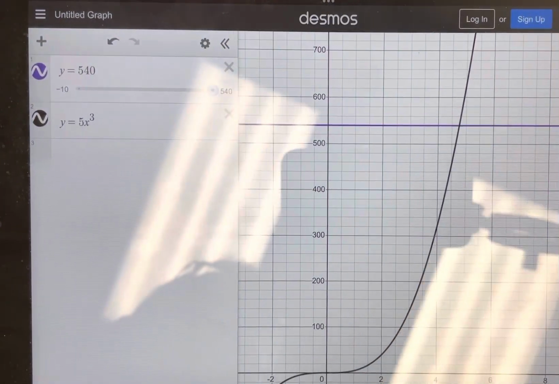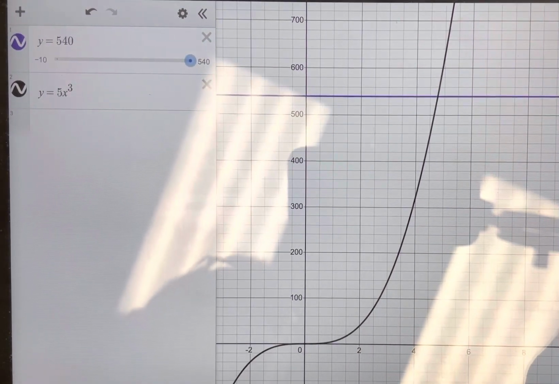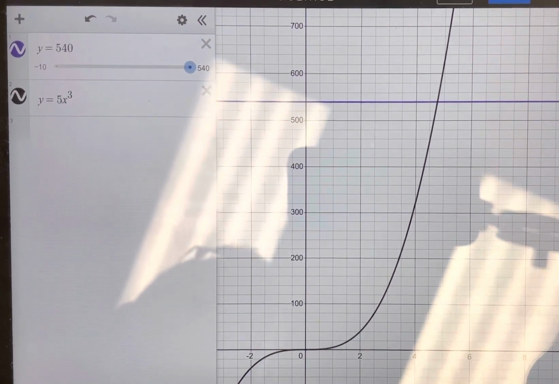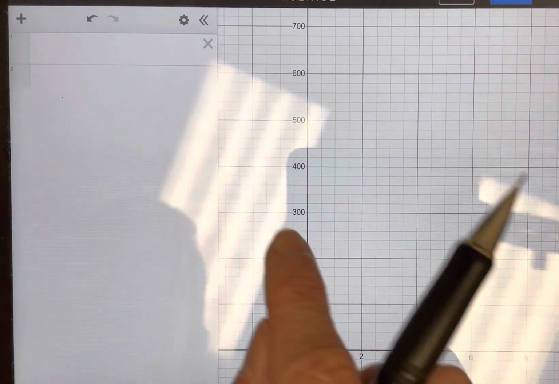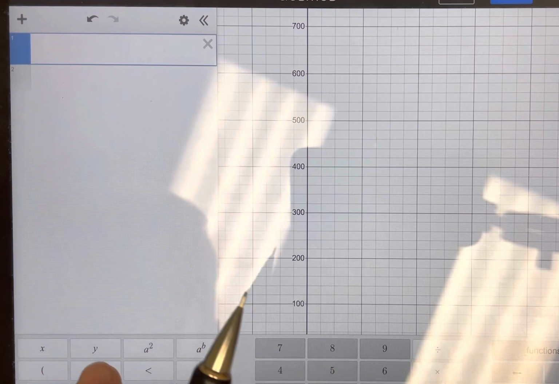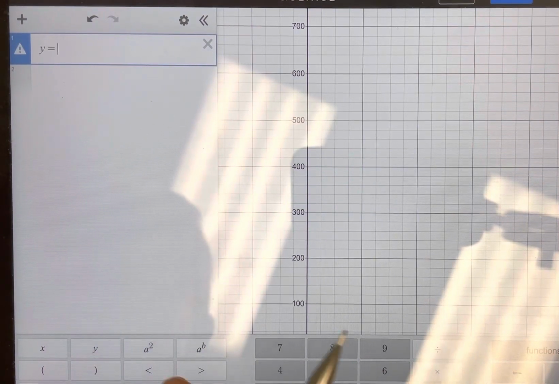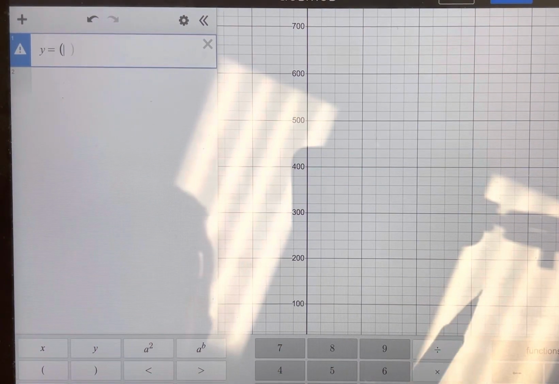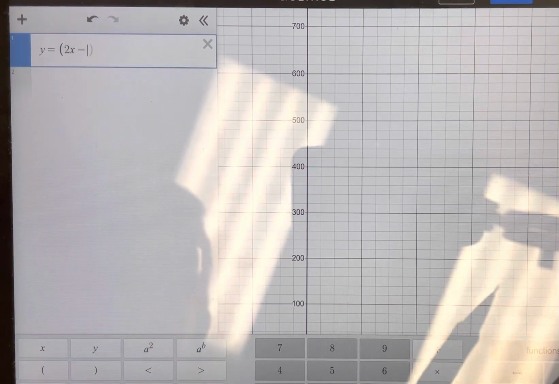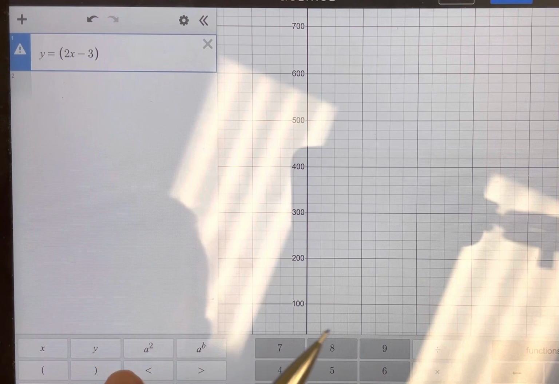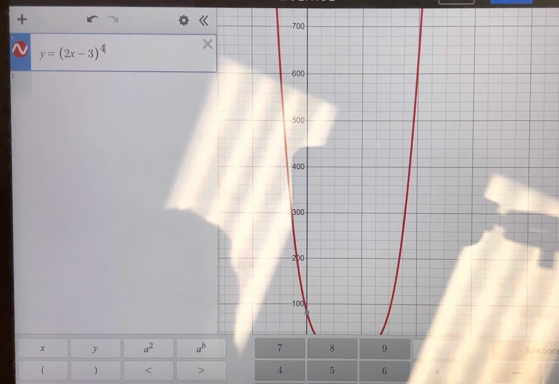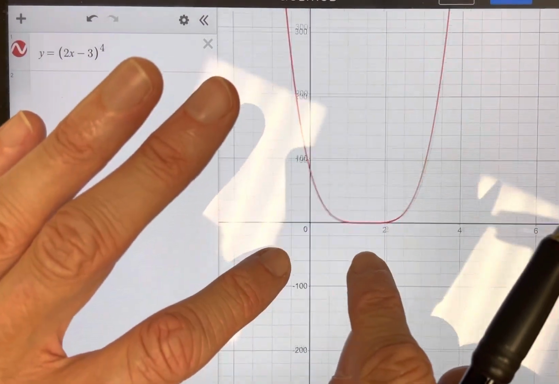Okay, come up here. Get myself up there. There we go. I think I'm straight. I'm never ever sure. Okay, left side. Y equals, parenthesis, 2x minus 3, close parenthesis and square it. Excuse me, not square it, 4th power it. I gotta choose the A to the B key so I can put a 4th power in there. I chose a square. Sorry about that. And there's the first side.